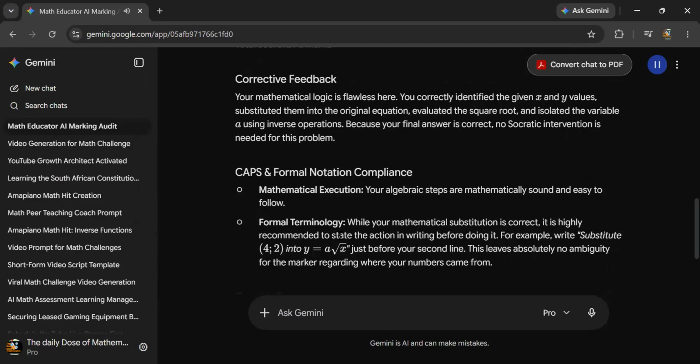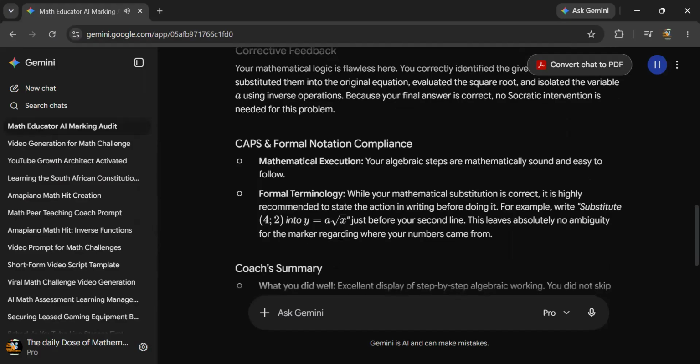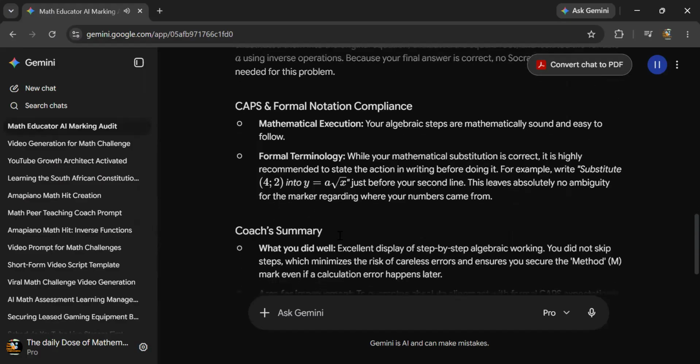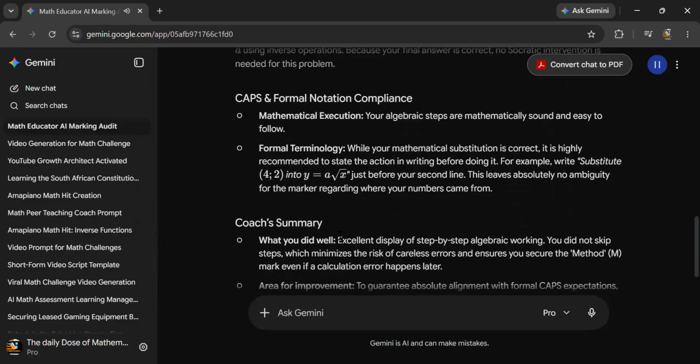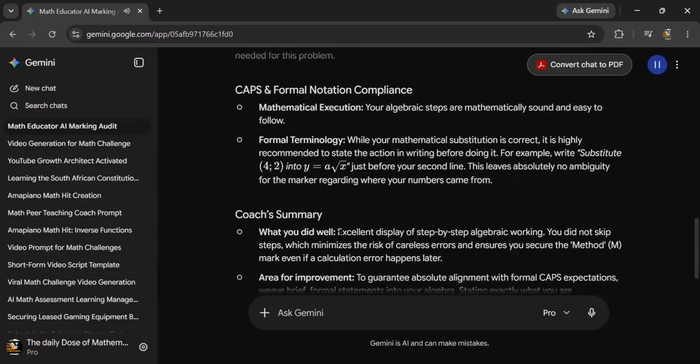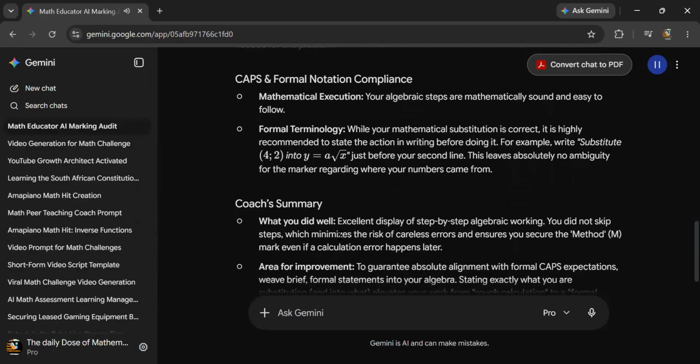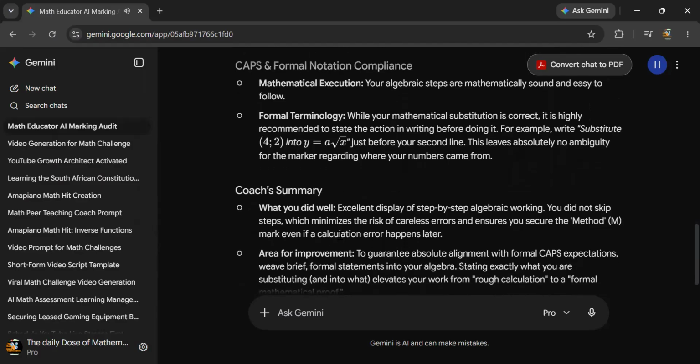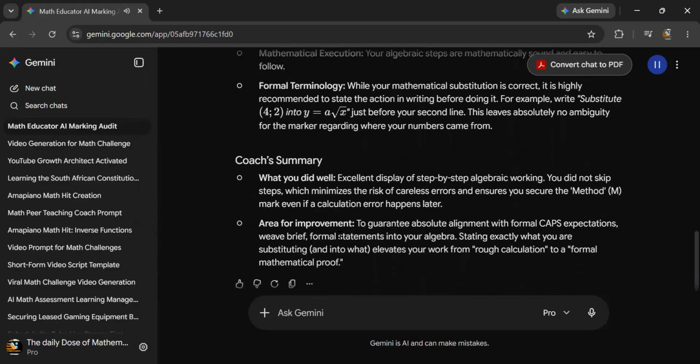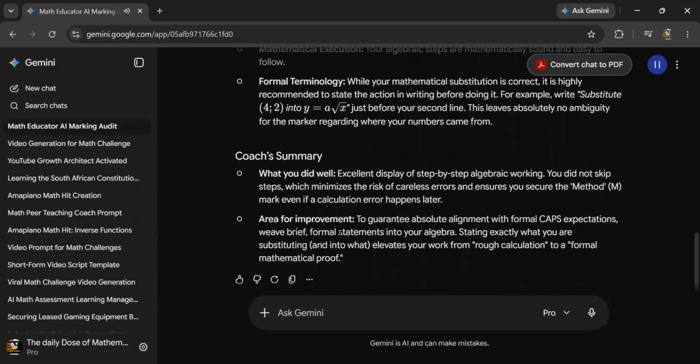CAPS and formal notation compliance. Mathematical execution: your algebraic steps are mathematically sound and easy to follow. Formal terminology: while your mathematical substitution is correct, it is highly recommended to state the action in writing before doing it. For example, write, substitute 4, 2 into y equals a sqrt x, just before your second line. This leaves absolutely no ambiguity for the marker regarding where your numbers came from.